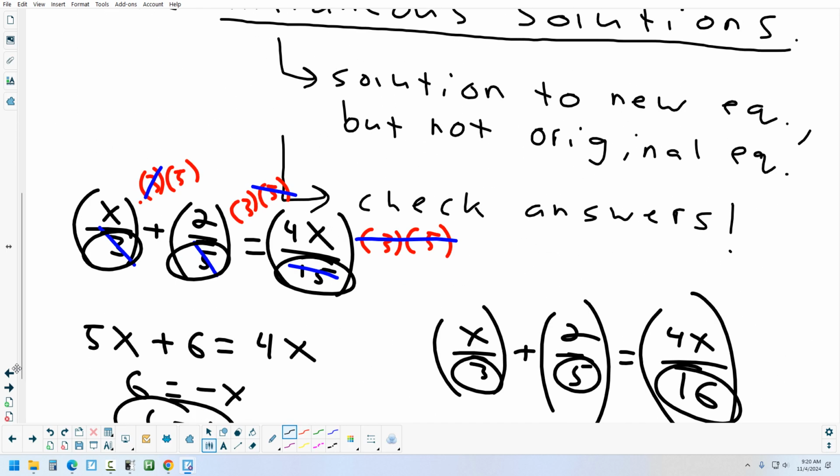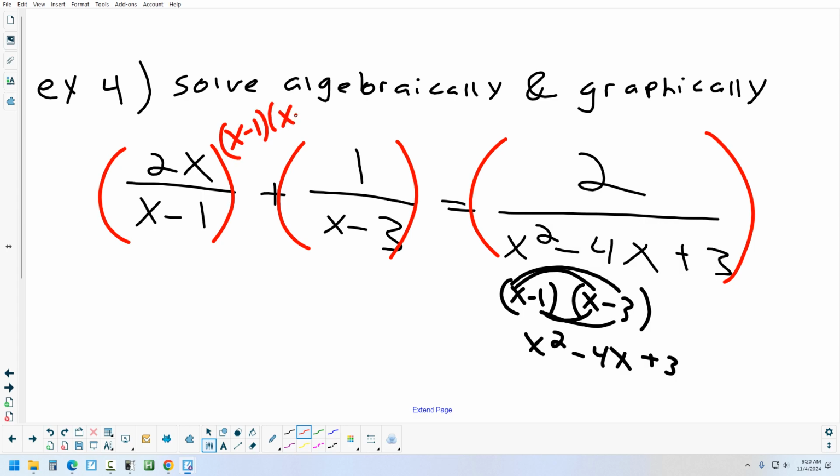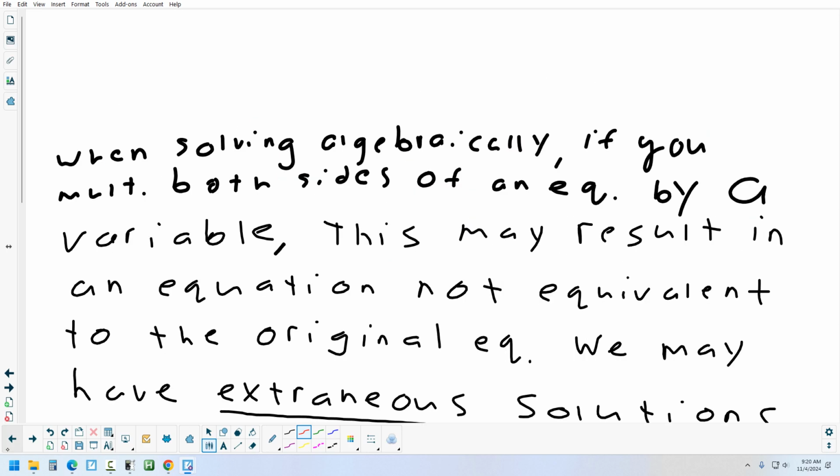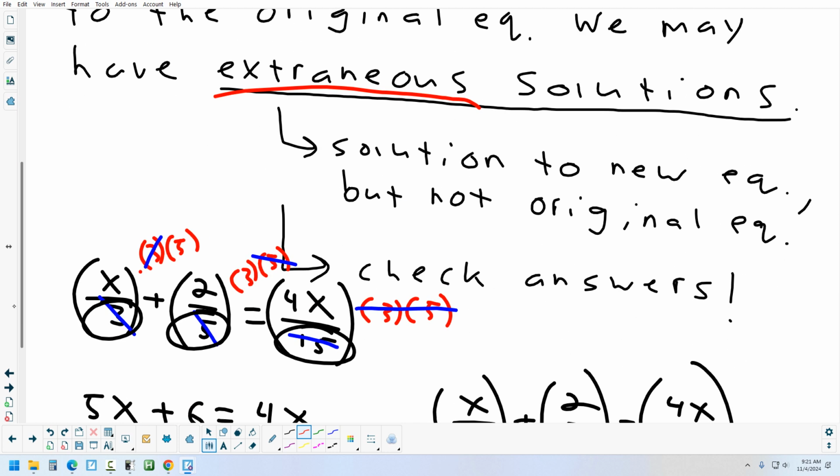So now we're going to do this step in red. What is each one of these fractions going to get multiplied by? X minus 1 times x minus 3. Exactly. This is like the 3 times 5 step that we did in the last problem, except now it's not numbers, and we're using letters. We're multiplying both sides by something that has a letter in it, so we could get an extraneous solution. Okay, so we got to check our answer.